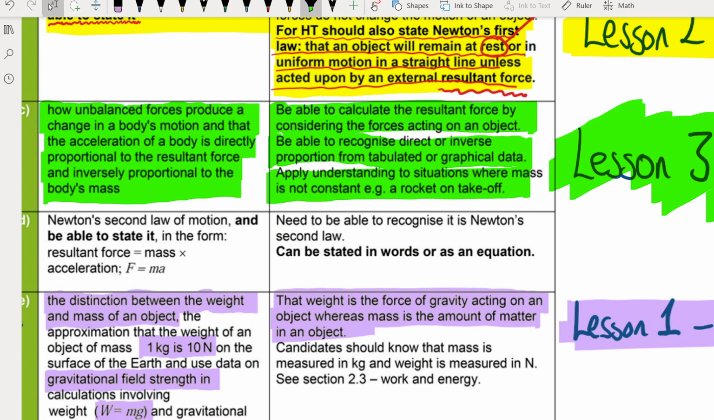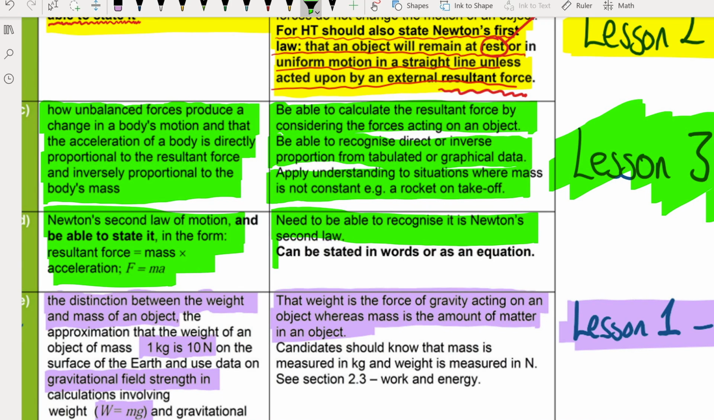And what also should be highlighted in green is this part here, Newton's second law of motion. And we'll be learning about that equation F equals ma underneath. We also need to be able to recognise that it is Newton's second law of motion, and for the exam you can state it in words or as an equation, which is F equals ma.